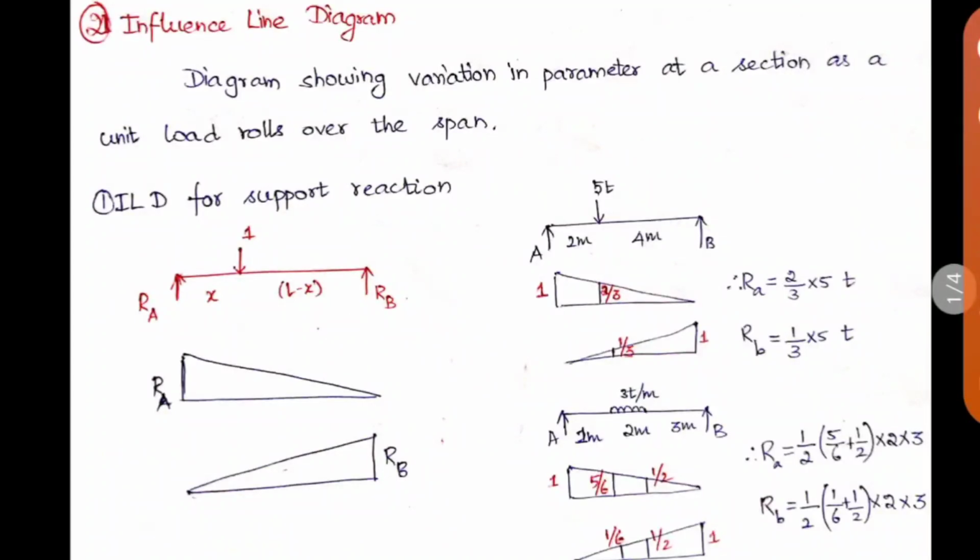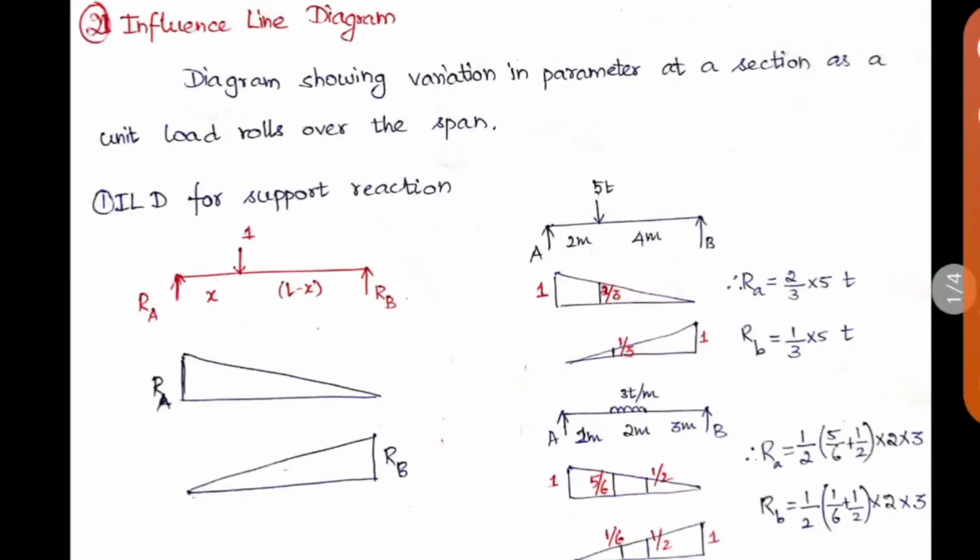So first, what does influence line diagram mean? It is the diagram showing the variation in parameters. The parameters may be anything. It may be a reaction force, or a shear force, or the bending moment also, at a section or at any point.